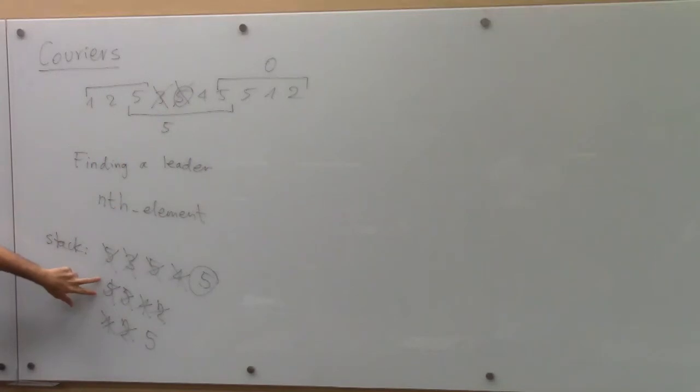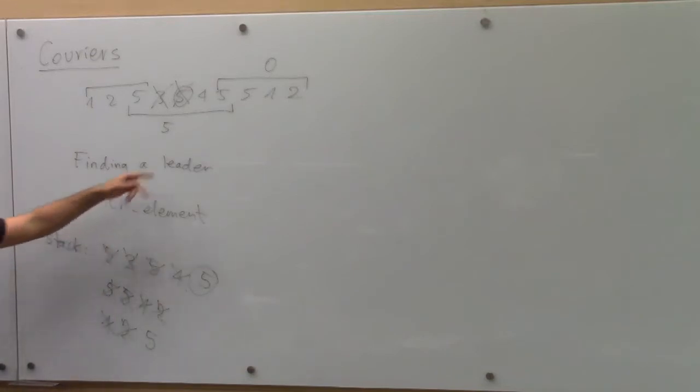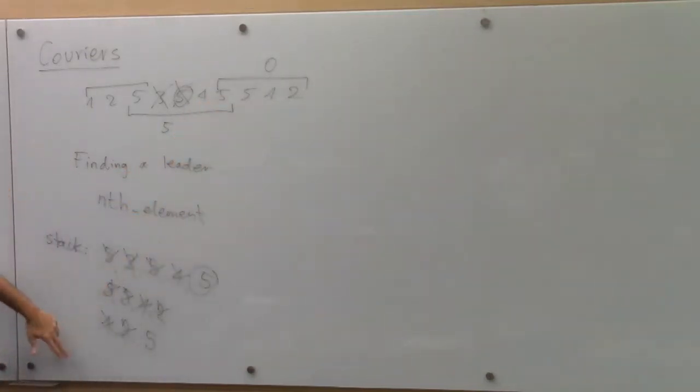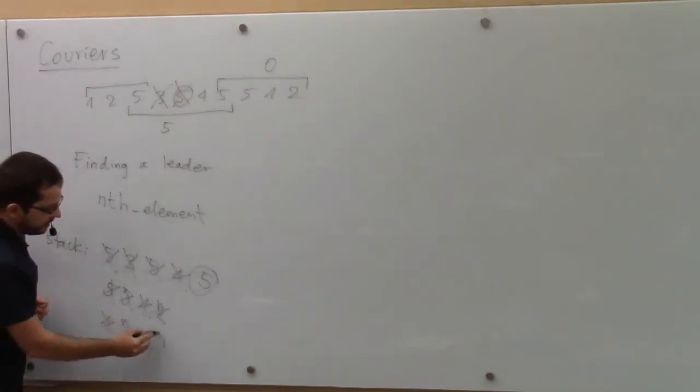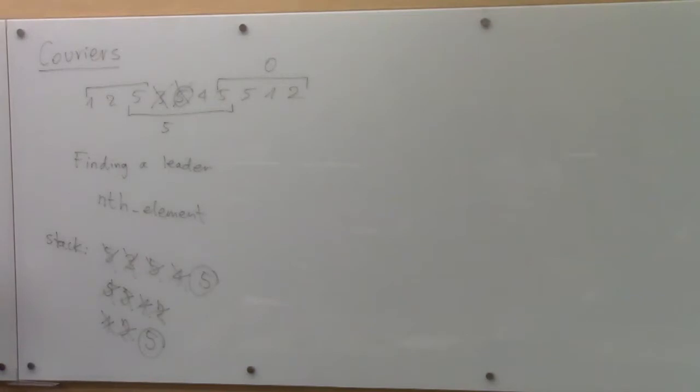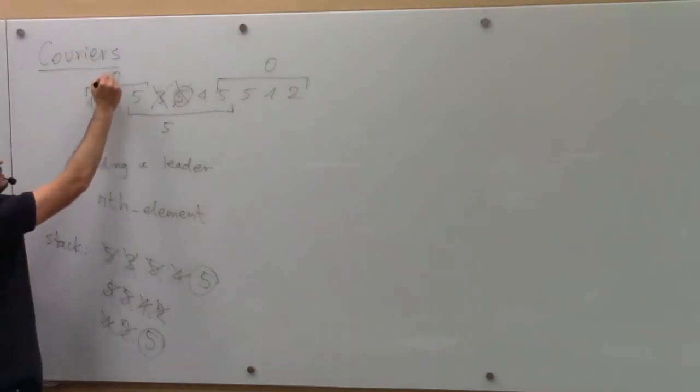So for instance, here we see that this is actually the leader. In this example, we had no elements on the stack, so we know that there's no leader in this segment. In the third example, we have 5 on the stack, but the problem is that here in this part, 5 is actually not a leader. Here the answer is 0.